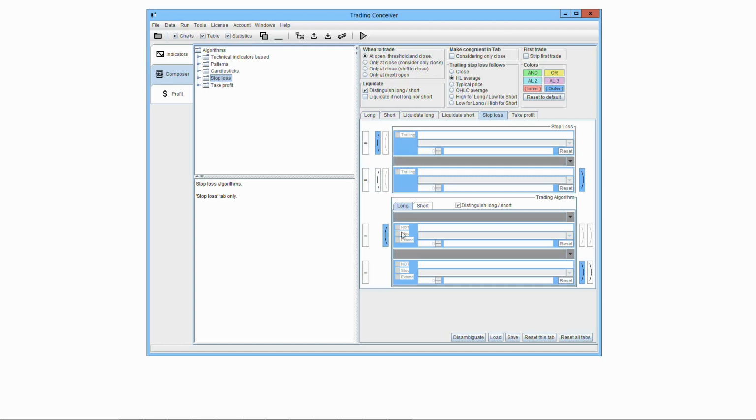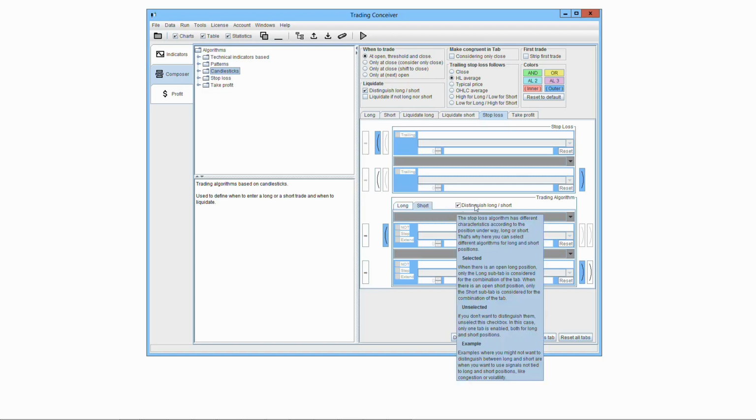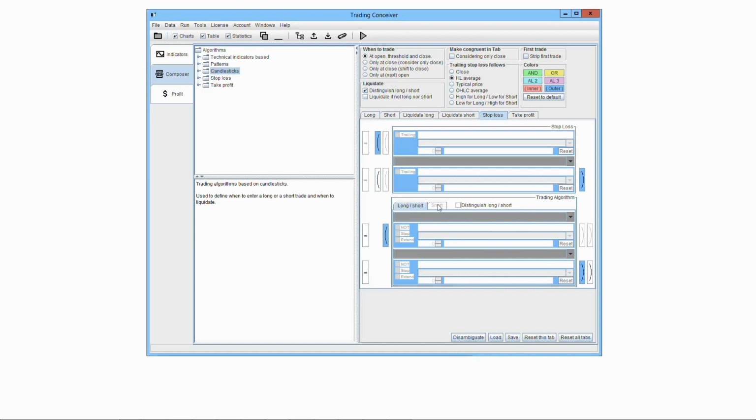The bottom section is dedicated to the standard elementary trading algorithms, the ones found in the following branches of the tree: technical indicators based, patterns, candlesticks. This has been designed so that stop loss algorithms can be affected by some other conditions. The section is further divided into 2 sub-tabs: long, short. The stop loss algorithms are combined with the long tab when the long position is underway, and with the short tab when the short position is opened. If you don't want to distinguish between long and short trades, deselect the checkbox Distinguish long-short. In this case, only one tab is enabled, both for long and short position.